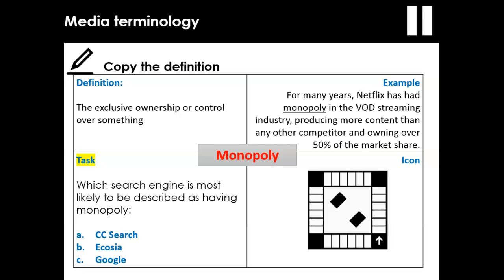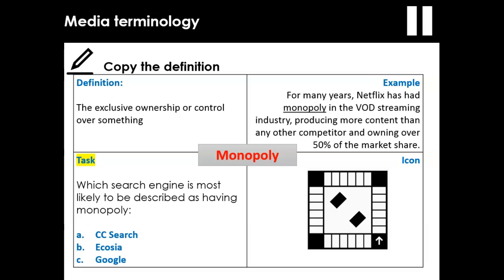Okay, let's have a look at our first piece of terminology for today. So we're talking here about the film industry, and the first word we're going to learn is that of monopoly. Okay, I use the icon here of the Monopoly game board as a good way to remember. But what I'd like you to do in a moment is to pause the video, to copy the definition, and then to have a go at the task. So the definition here is monopoly, meaning the exclusive ownership or control over something.